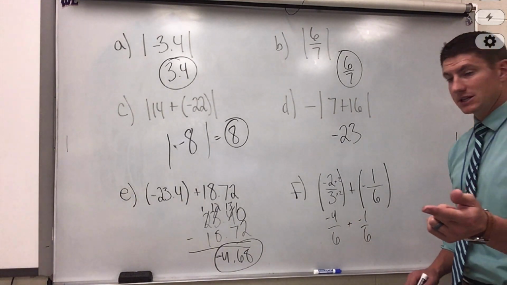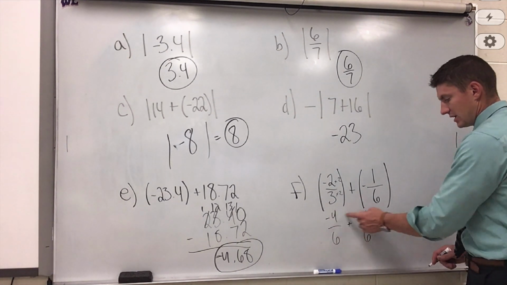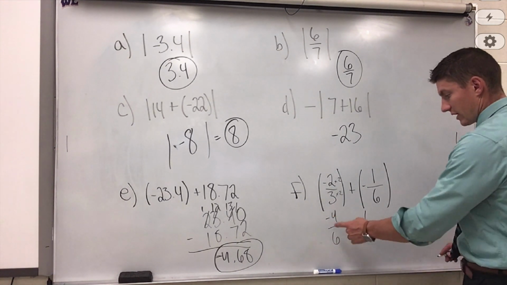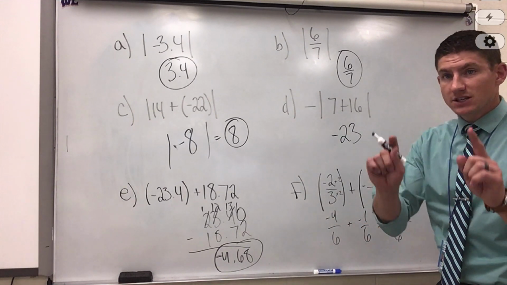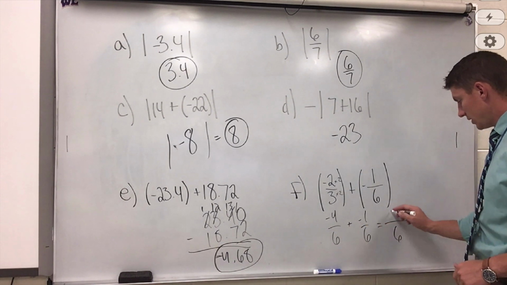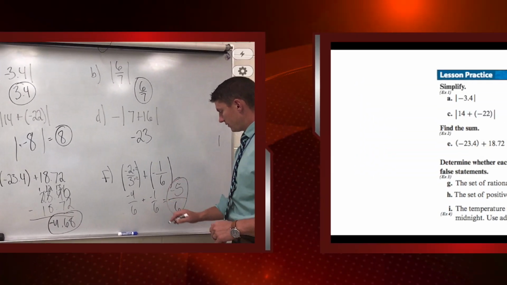Now when I have a common denominator, I'm not actually adding those denominators. I can just add across the numerator and give the same value here. Here I've got a negative and a negative. When I have the same sign, I sum them up. Same sign, sum. Negative 4 plus negative 1 is negative 5/6.